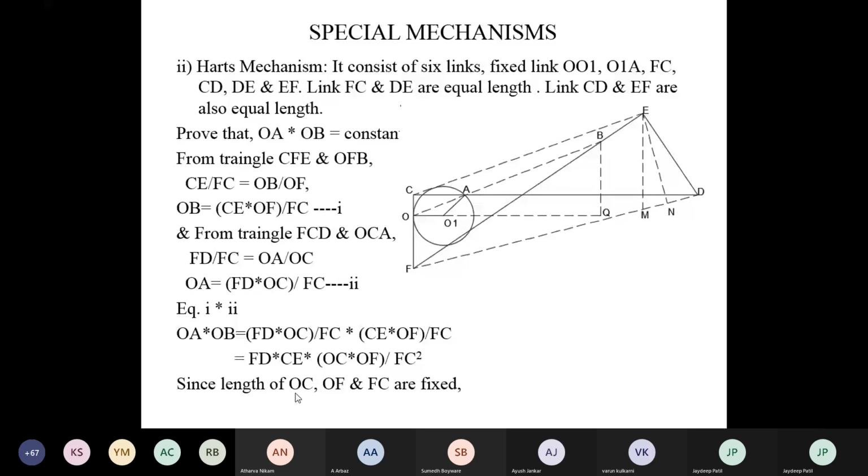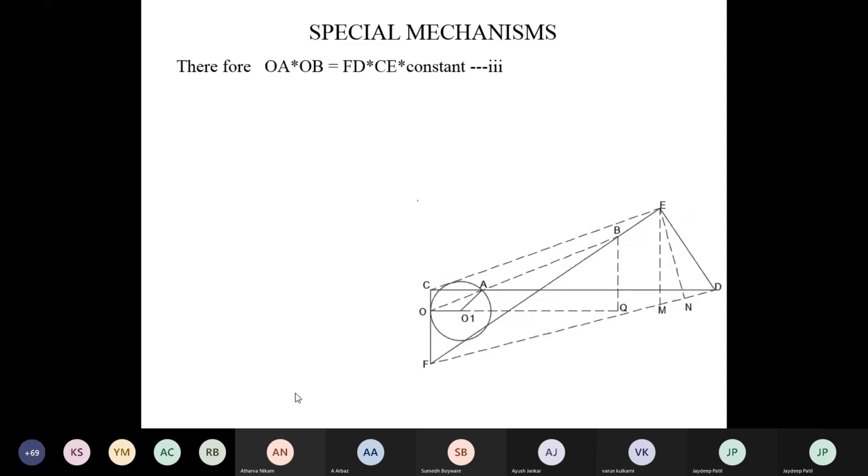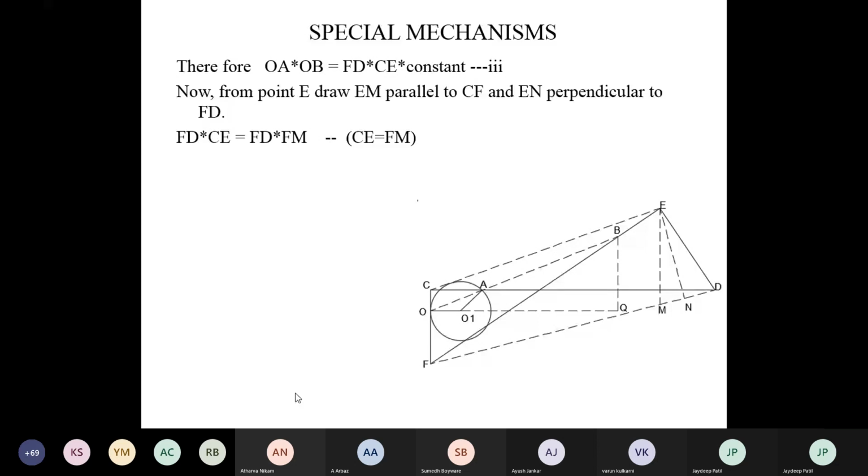Through this E you have to draw a line EM parallel to CF. Okay, and through this E you have to draw a perpendicular line EN perpendicular to FD, but EN is a perpendicular bisector of MD. Means MN is equal to ND. Now you have to write down FD is equal to CE. Means from the figure, FD into CE is equal to FD into FM, because FM and CE are of the same length.